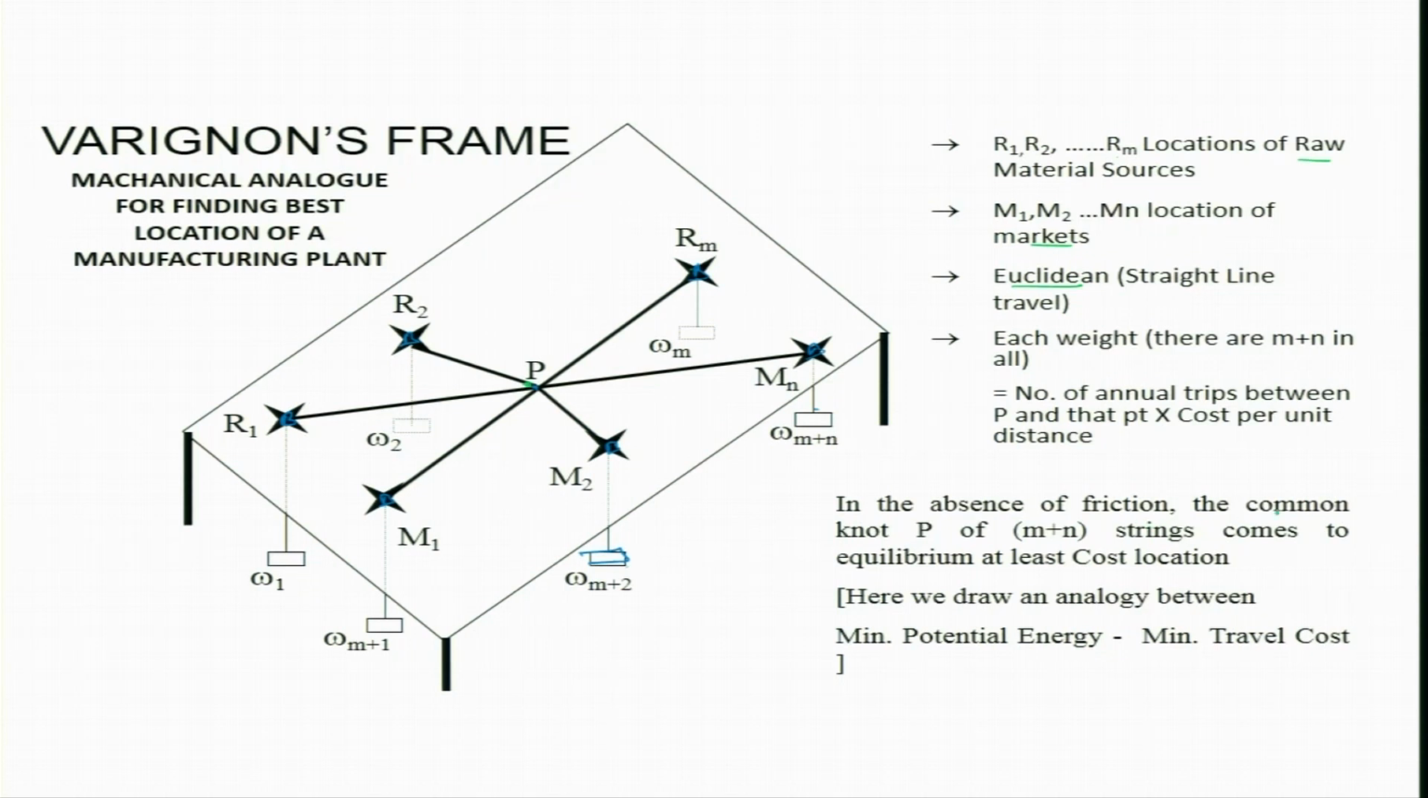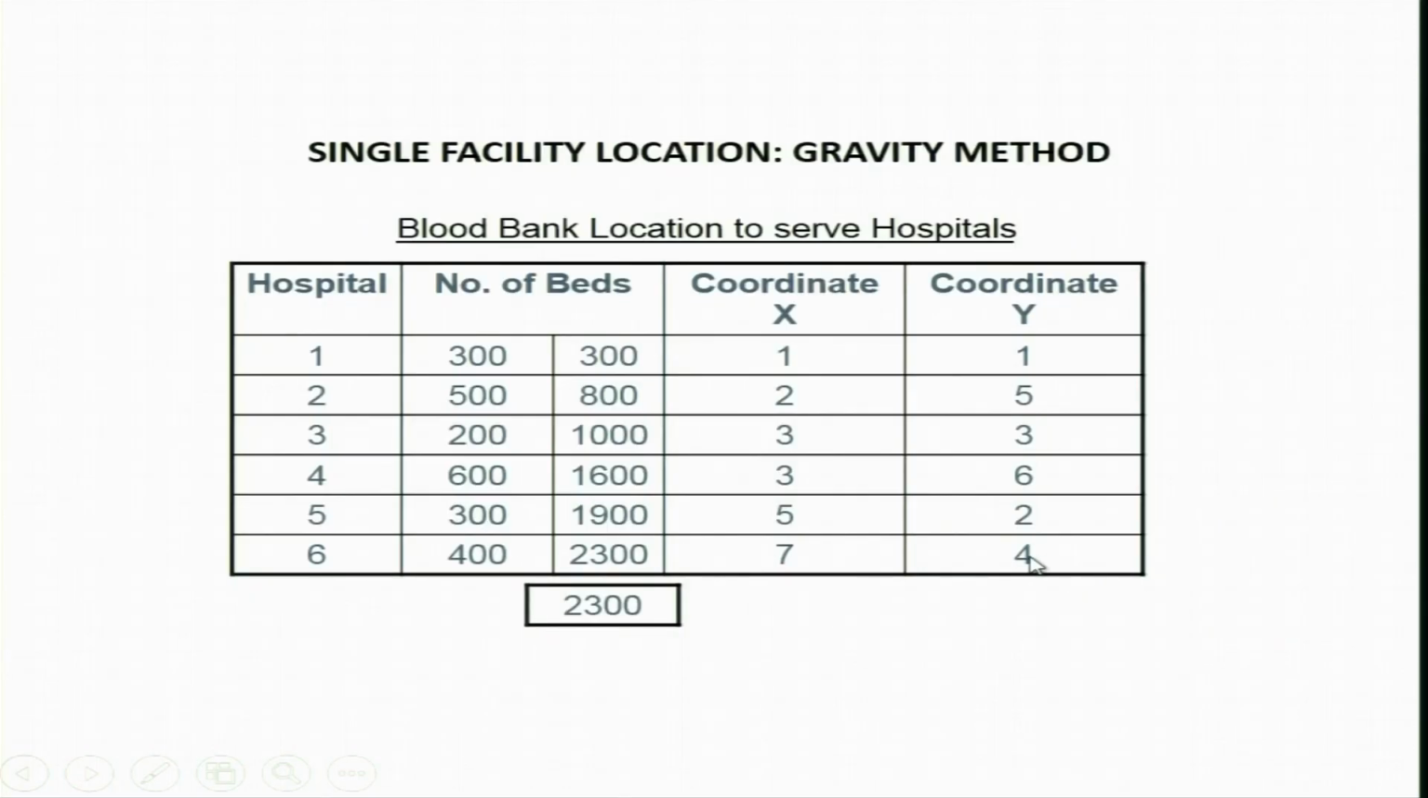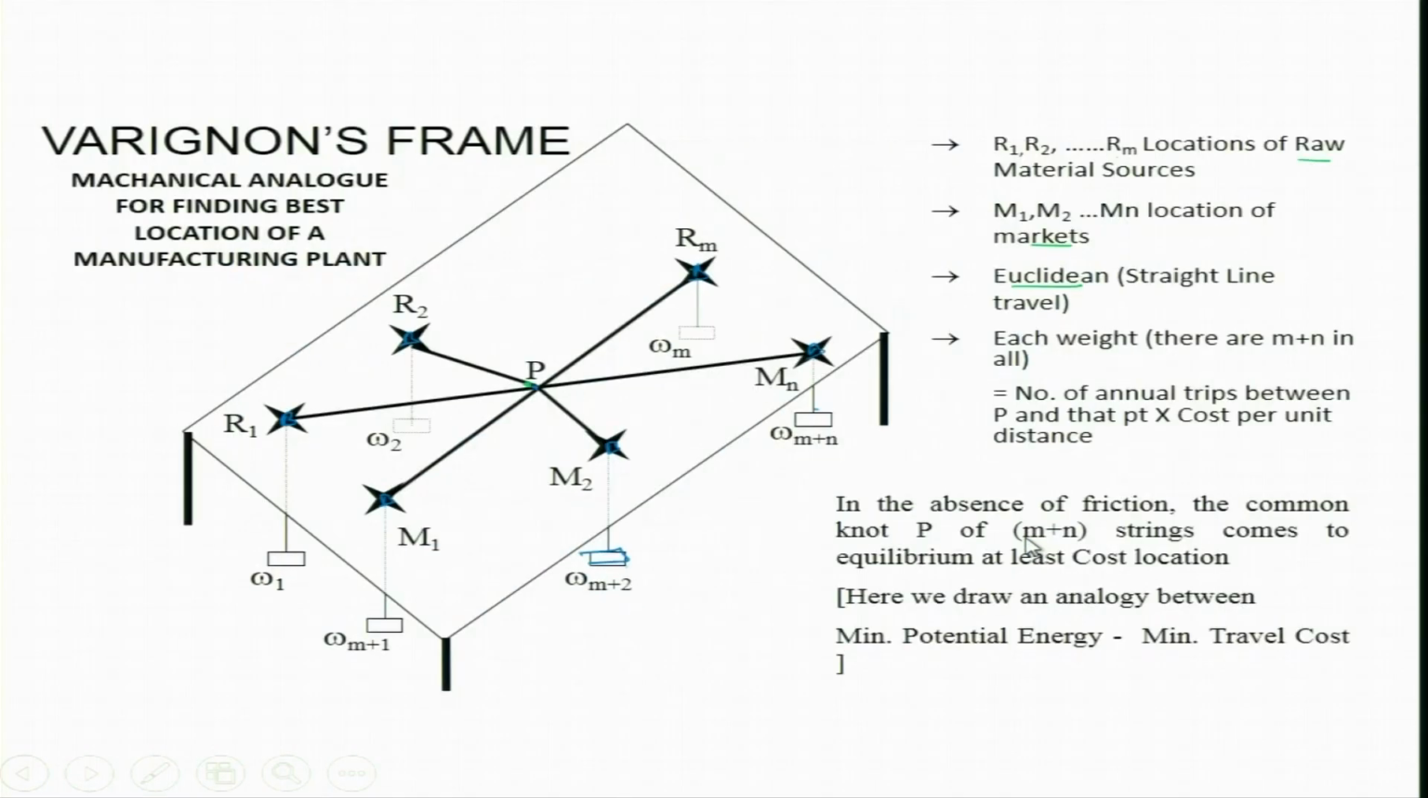So, in the absence of friction, the common knot P of the M plus N strings comes to an equilibrium at the least cost location. So, this frame can also be used to explain the concept to the students. Some faculty members may have such a frame fabricated in their institute, so that students can be explained the situation in a much better manner.